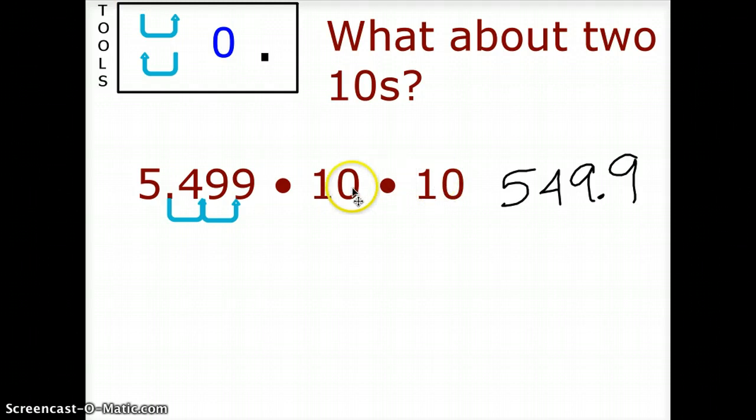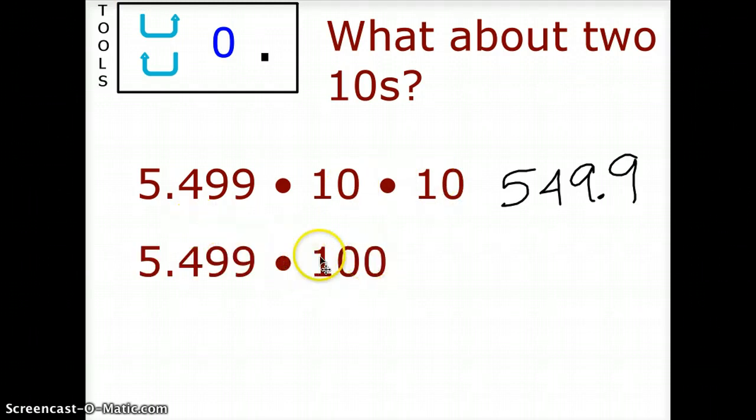Well, we all know that 10 times 10 equals 100. So this should be the same answer as 5 and 499 thousandths times 100. It's the same thing. Instead of moving the decimal over once for the first 10 and once for the second 10, why don't we just move it over twice to represent the 2 zeros in the 100? So because 100 has 2 zeros, I'm going to move the decimal over twice, and I get the same answer, 549 and 9 tenths.